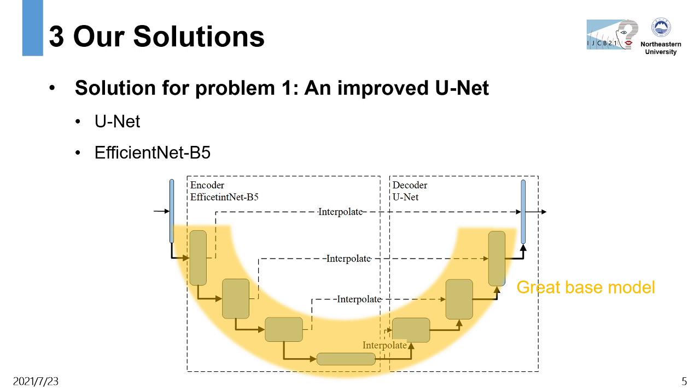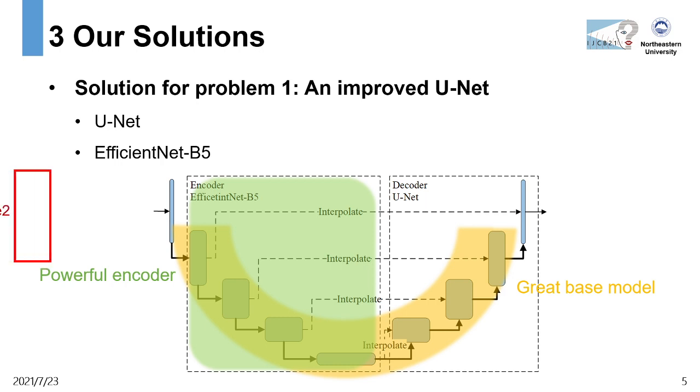A great UNet alone is not enough. We need a higher segmentation result. Then, we take a part of EfficientNet-B5 as a powerful encoder. Doing this can improve segmentation performance significantly. Also, other CNN models can be used as an encoder too.